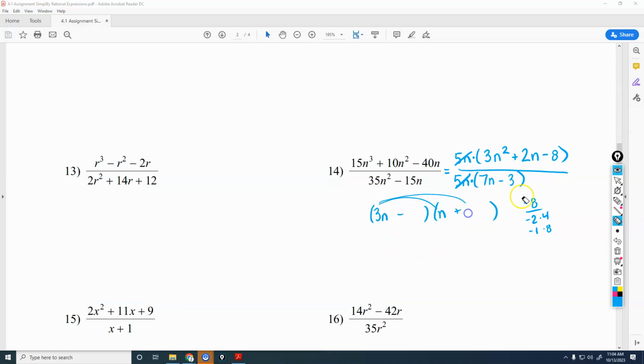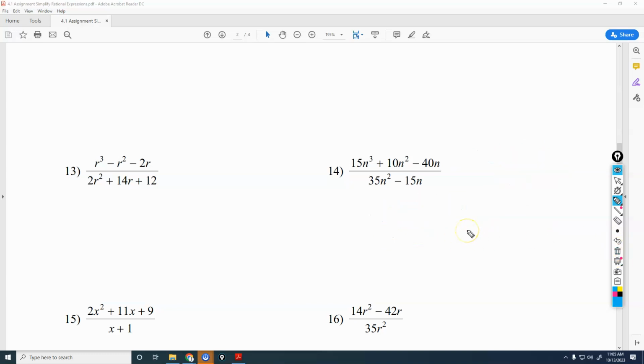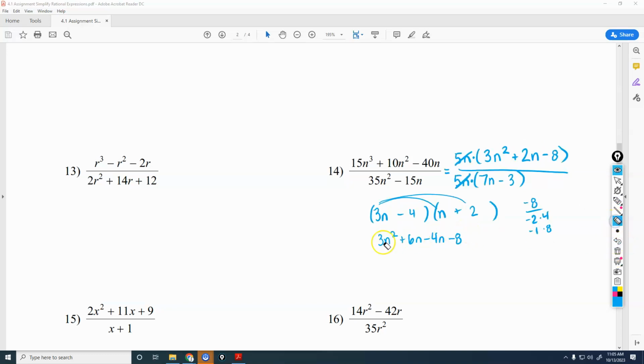We could try switching the 4 and the 2. Put the 4 here, the 2 here. So that'd be 3n squared plus 6n minus, this one's going to work, minus 4n minus 8. So positive 6, negative 4, that gives us a positive 2 in the middle. So that is factored correctly. Oh, gracious. That's factored correctly. This is just where I was checking. I'm going to get rid of that.